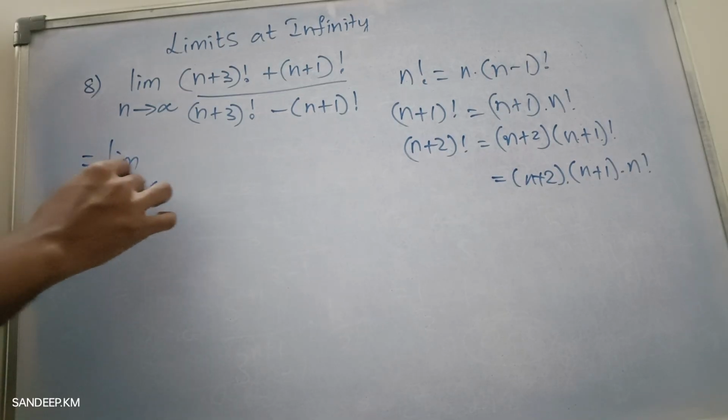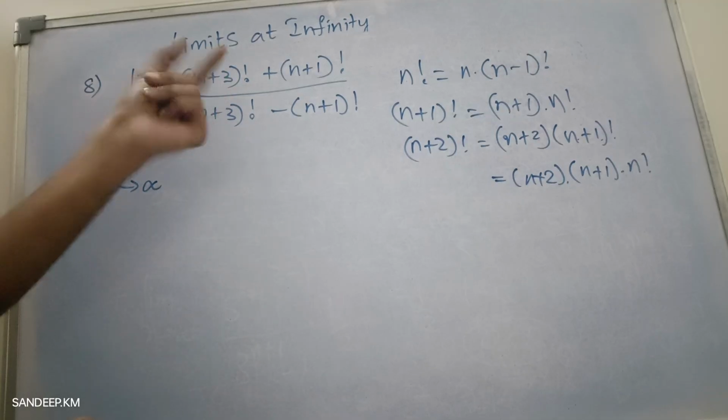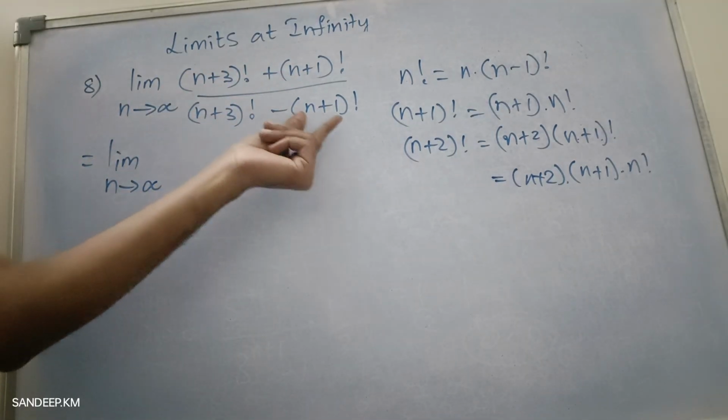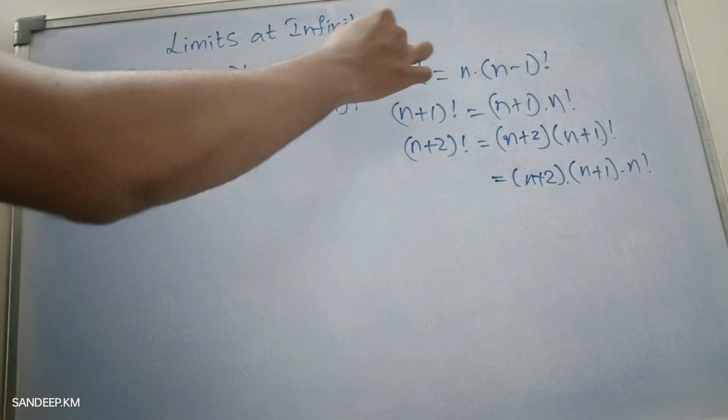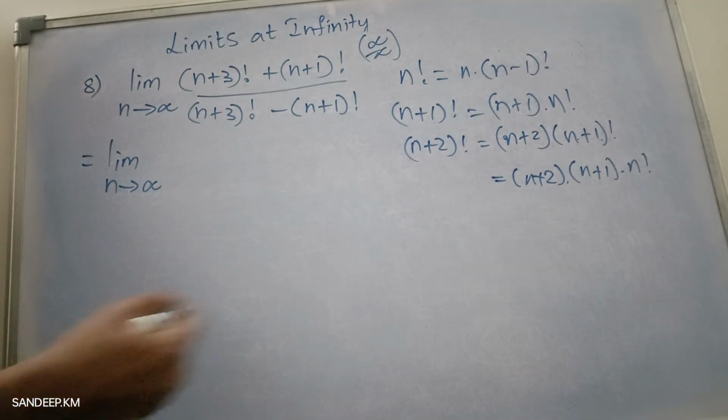Limit n approaches infinity. Directly if you substitute n as infinity in the question, you'll get infinity factorial plus infinity factorial by infinity factorial minus infinity factorial. It is in infinity by infinity form. Then how do we solve it? It's very easy, pretty easy, just like this.